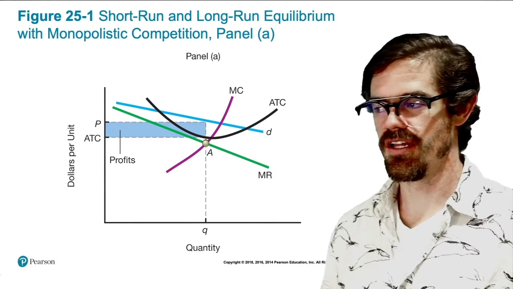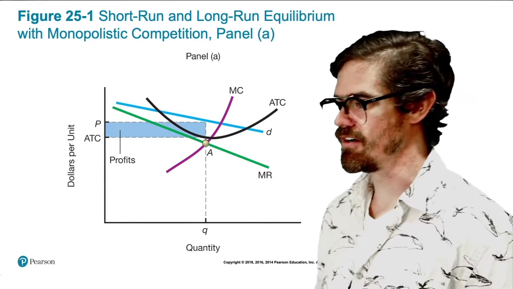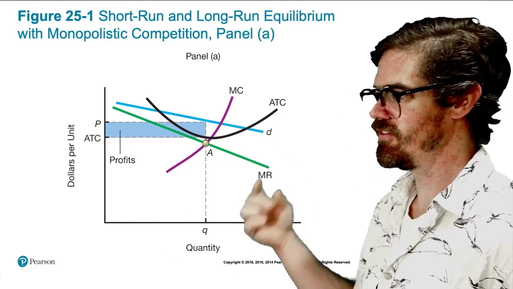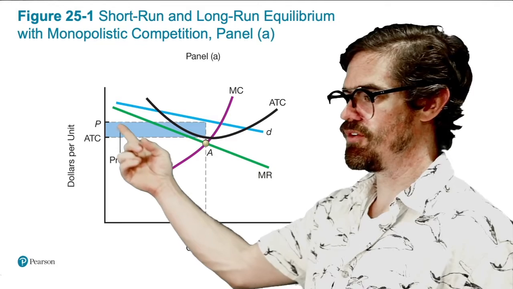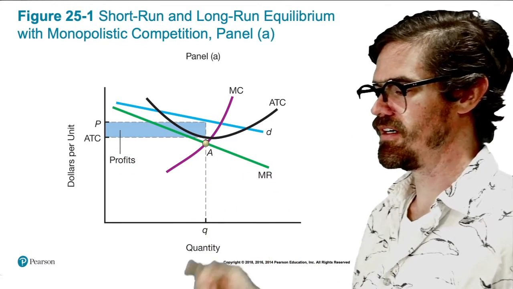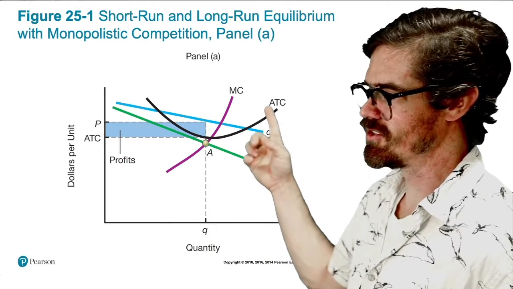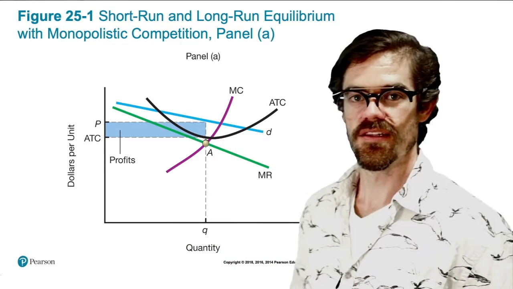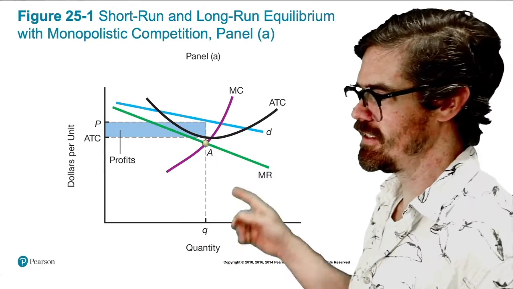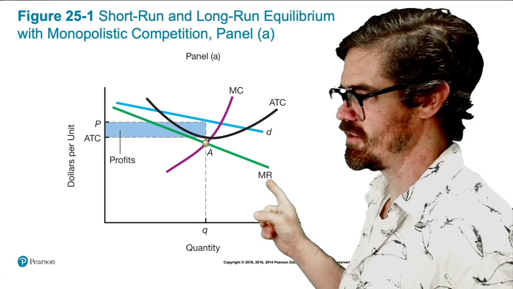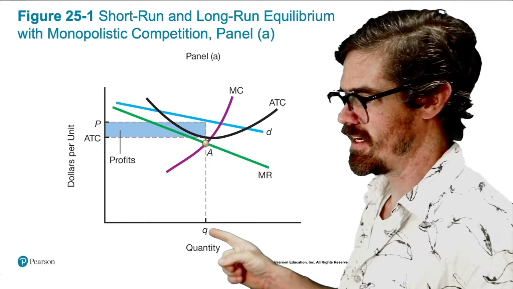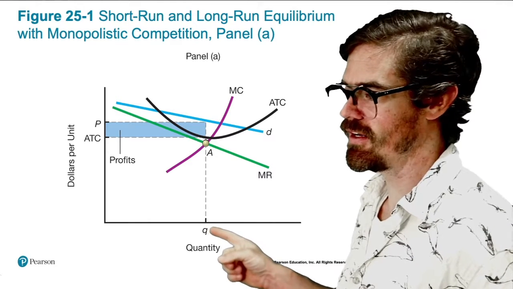All right, so what does this all look like in a graph? Okay, so we've got our curves here. Again, a downward sloping demand curve, a marginal revenue curve, which is below that, and then our average total cost curve and marginal cost curve. So again, the profit maximizing quantity is where marginal cost equals marginal revenue. So where do those intersect? Right here. That's the profit maximizing quantity.